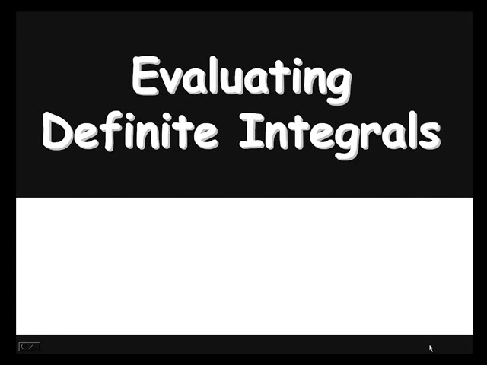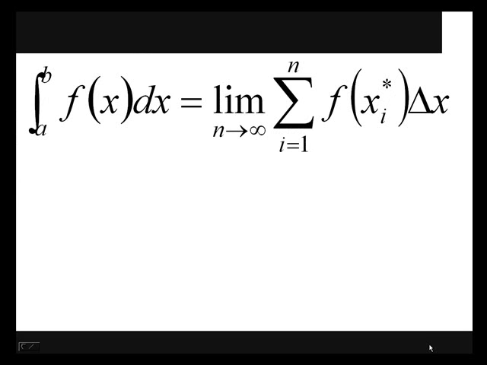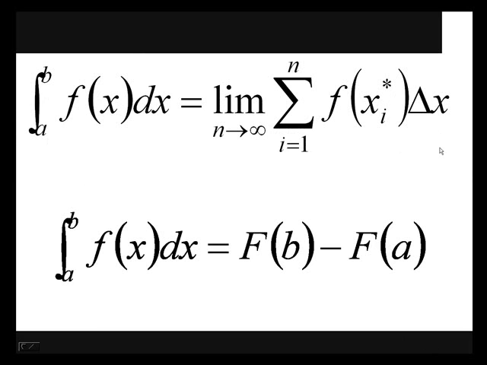This lesson is evaluating definite integrals. This is the function we've been working with. We're going to make this a little simpler today. We're going to say that the integral from a to b of f of x dx is equal to the antiderivative of f of b minus the antiderivative of f of a. This is the capital F of x is the antiderivative of little f of x.